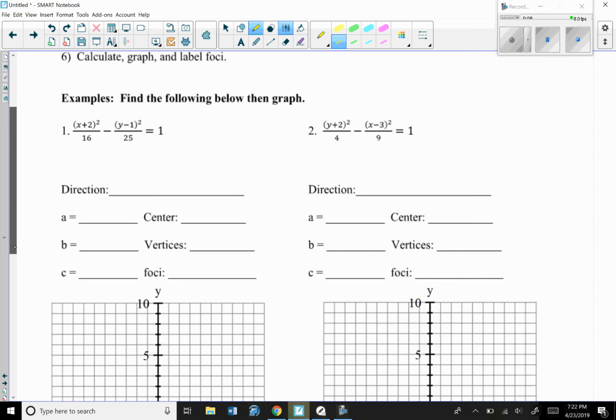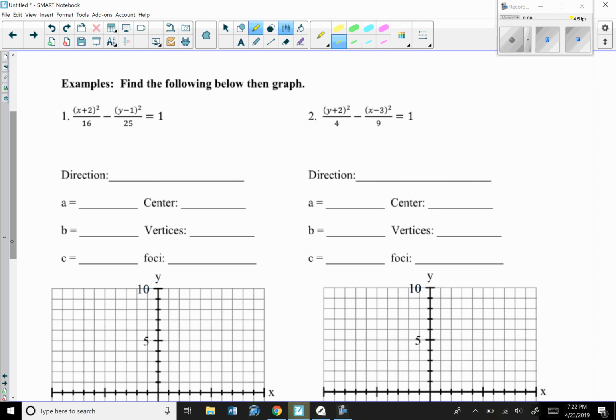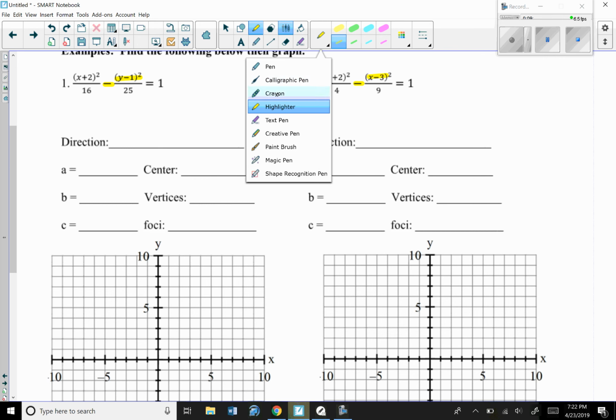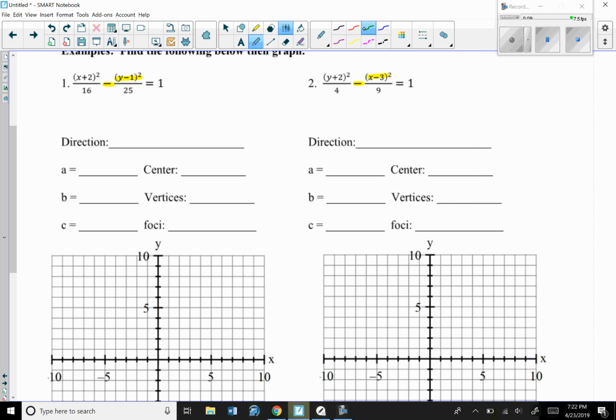So looking at this first one here, notice that this equation, the minus is in front of the y. For this one over here, the minus is in front of the x. And so remember, that tells us then that the direction of this opening is going to be horizontal.